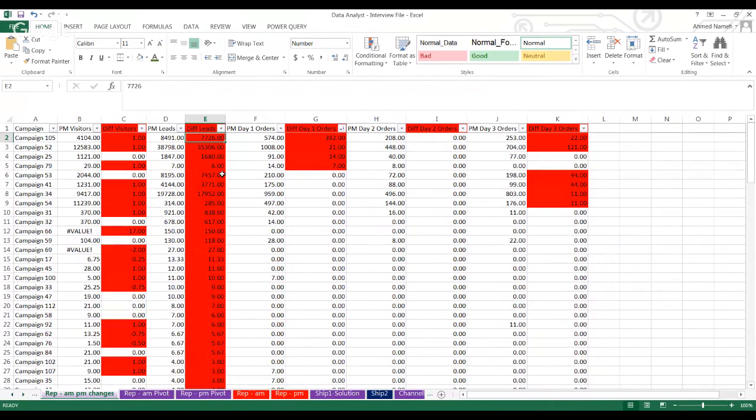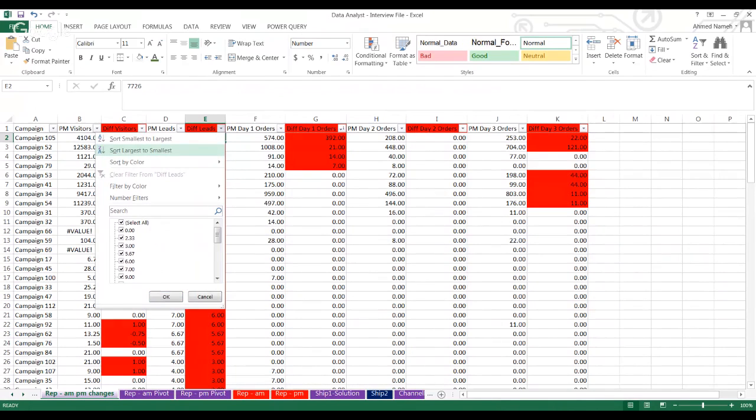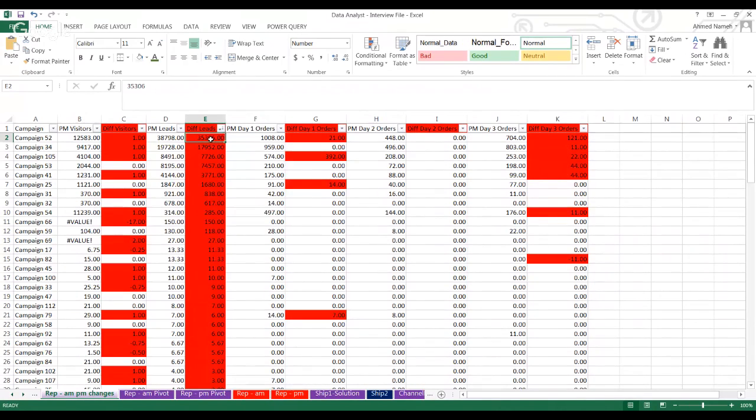So the PM seems to be greater as far as leads than the AM for quite a number of campaigns. So let's sort from largest to smallest, and right off the bat, there are a number of campaigns where the difference is what I would call material. You're looking at a 35,000 lead difference for campaign 52. You're looking at a nearly 18,000 lead difference for campaign 34, and so on and so forth.